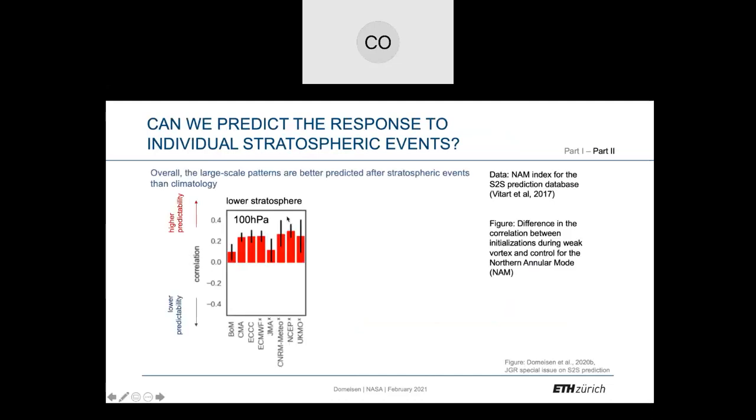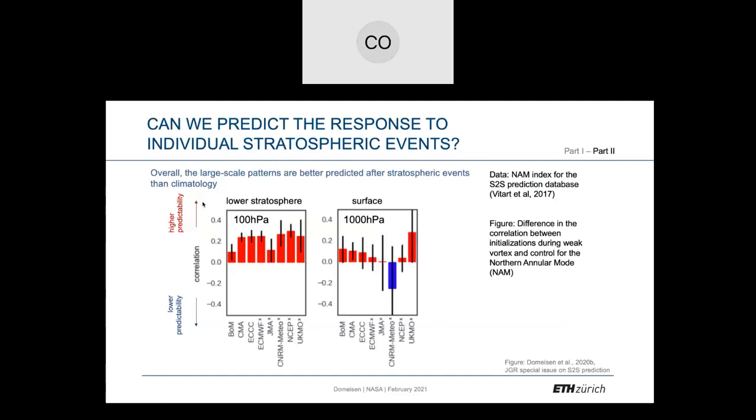then for the lower stratosphere, we're still pretty good. This is a comparison between what happens after a weak vortex event and just a control. This is for the Northern Hemisphere here. If the bar is red, that means we have a higher predictability after the event happens. If it's down here in blue, that means we have a lower predictability after the event happens. Once we go to the lower stratosphere, already we have a higher predictability after the event. If you go further down to the surface, then this becomes much worse.